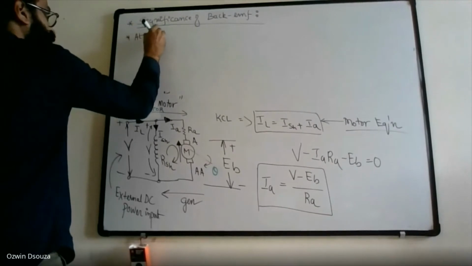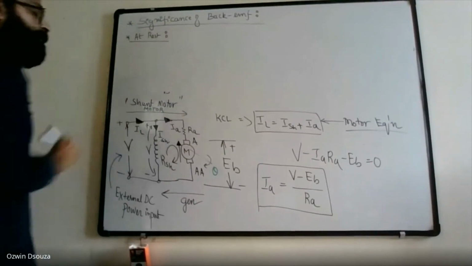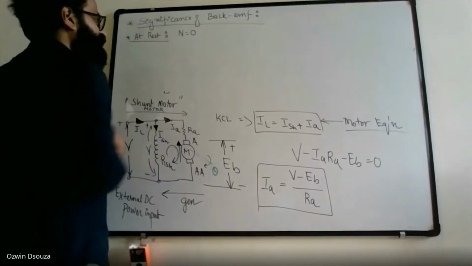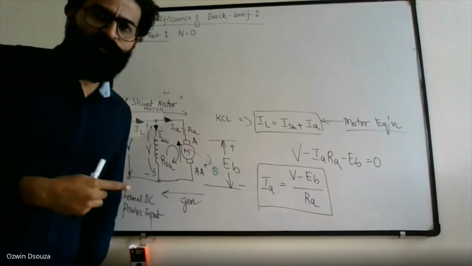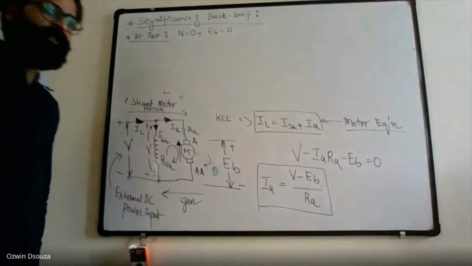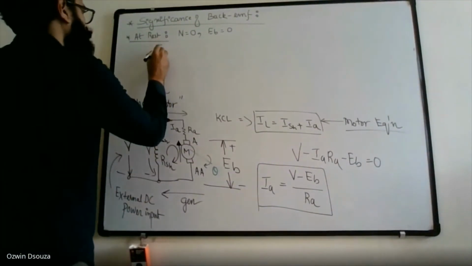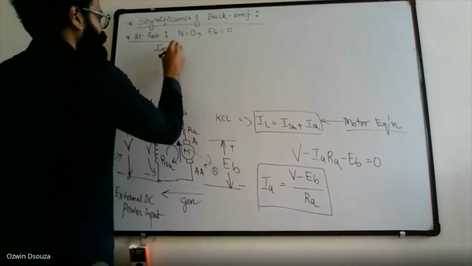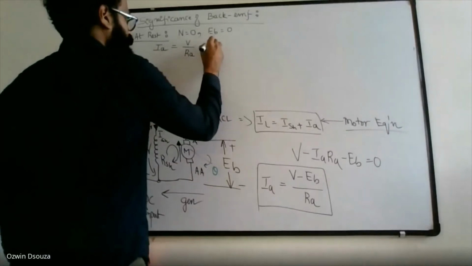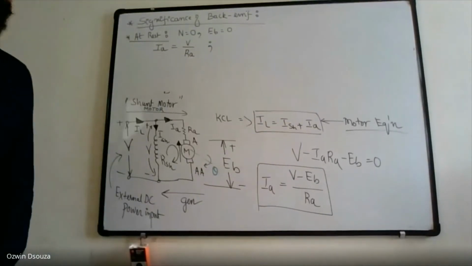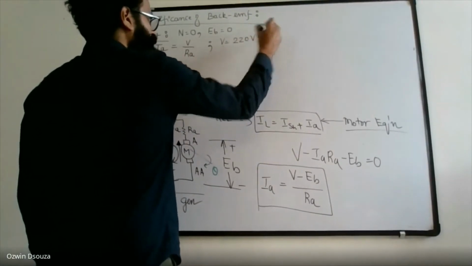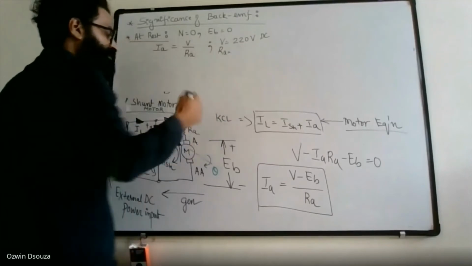Now, when the motor is at rest, speed is 0. If there is no rotation in the rotor, there will be no back EMF. So at rest, your armature current Ia becomes V divided by Ra. And we can assume some practical values. V is the supply voltage, popularly 220 volt DC is used, and Ra is the resistance of the armature.